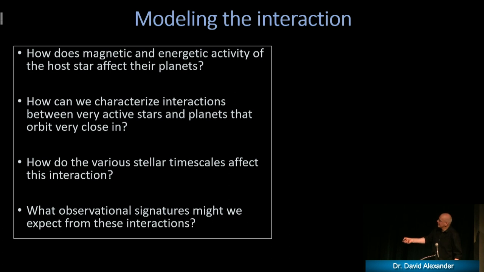We're looking at how the magnetic and energy activity of the star affects the planets. How can we, as astronomers, make observations? How can we suggest observations that you should make to find out if the planet's okay or not okay?